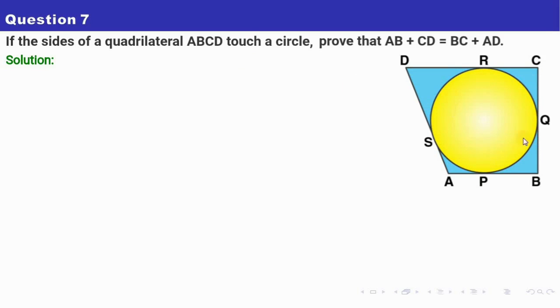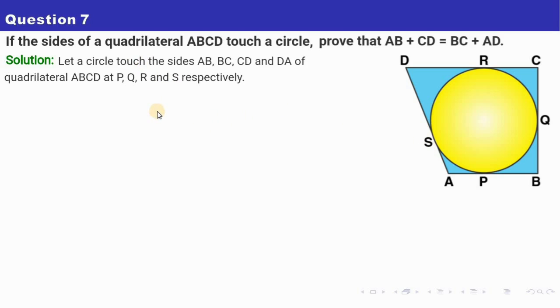So this is a circle and there is a quadrilateral ABCD. Each side, AB, touches the circle at point P, BC touches the circle at point Q, CD touches the circle at point R, and AD or DA touches the circle at point S. So that's what is written out here.